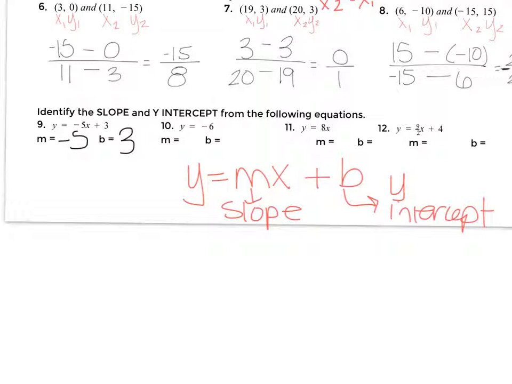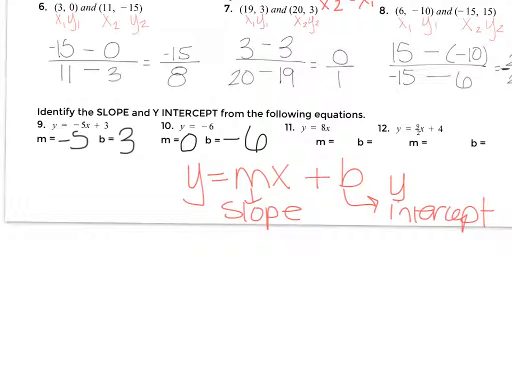Number 10. Well, okay, number 10 can be a little confusing. Y equals negative 6. We're either missing your slope or we're missing your y-intercept. Y equals negative 6. I don't see an x with it, so that means that we don't have a number for slope. So your slope is 0, and your line crosses the y-intercept at negative 6.